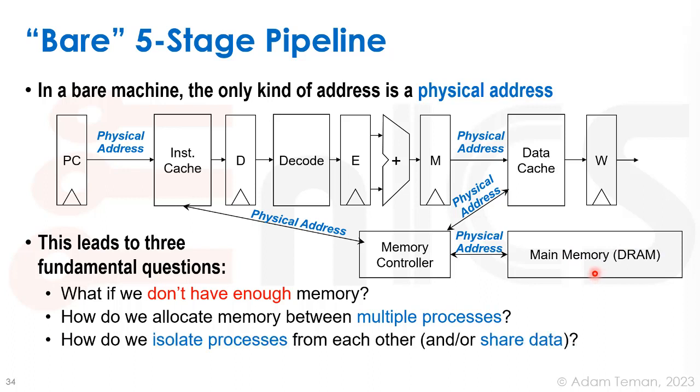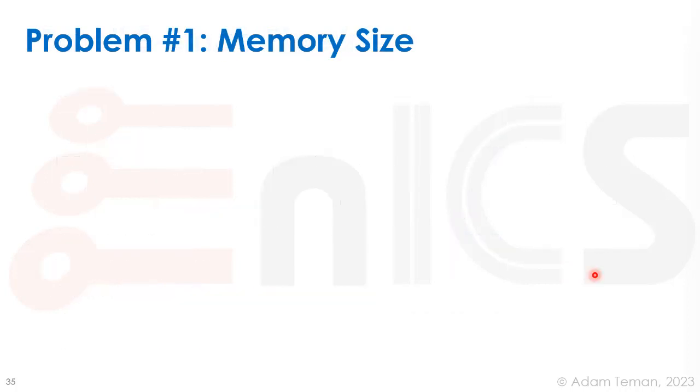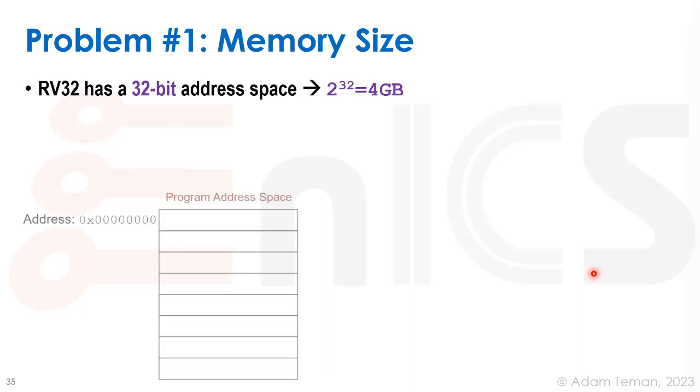And the third thing is how do we isolate processes from each other on the one hand, so they don't read stuff they're not supposed to, or write over data that they shouldn't by pointing to the same address because they were compiled separately? And how do we share data between them on the other hand? So let's look down at these problems, the first one being the memory size.